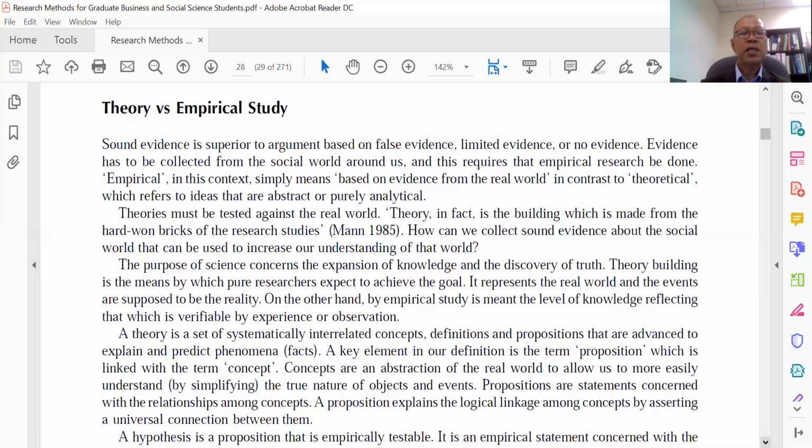A theory is a set of systematically interrelated concepts, definitions, and propositions that are advanced to explain and to predict phenomena or facts. Explain means to describe the phenomena or the facts and analyze the causes of that phenomena. And predict means to go one step further to predict the future phenomena based on the findings of the causes and effects relationship.